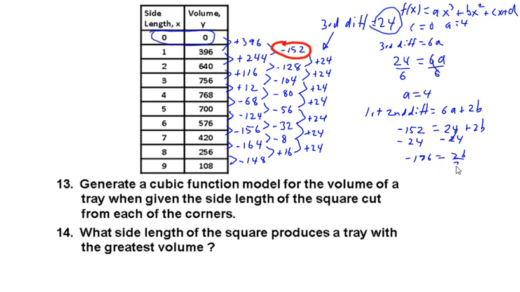And dividing by 2, we get b is equal to negative 88. So I'll put up here b is equal to negative 88.